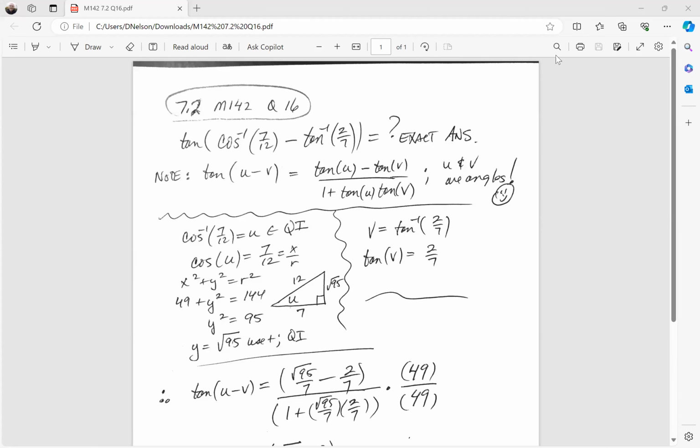We are looking at solving question number 16 from our 7.2 homework. We're trying to find the tangent of the inverse cosine of 7/12 minus the inverse tangent of 2/7, and we're trying to find the exact answer. What we're looking at here is a difference of angles. The inverse cosine and inverse tangent are going to give us two different angles. So we're looking at the tangent of u minus v.